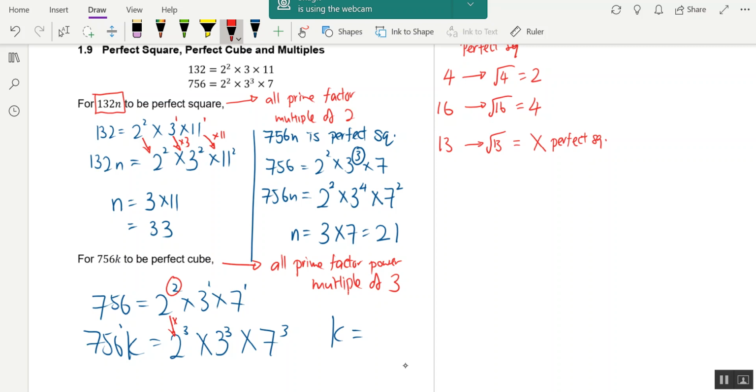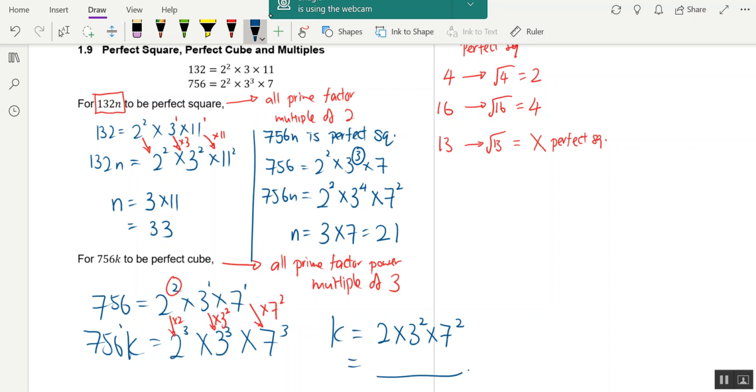To get 2 to the power of 3, I multiply by 2. For this one, I must multiply by 3 to the power of 2. For this one, I must multiply by 7 to the power of 2. So what is k? k is equal to 2 times 3 squared times 7 squared. Then you can work out this answer.